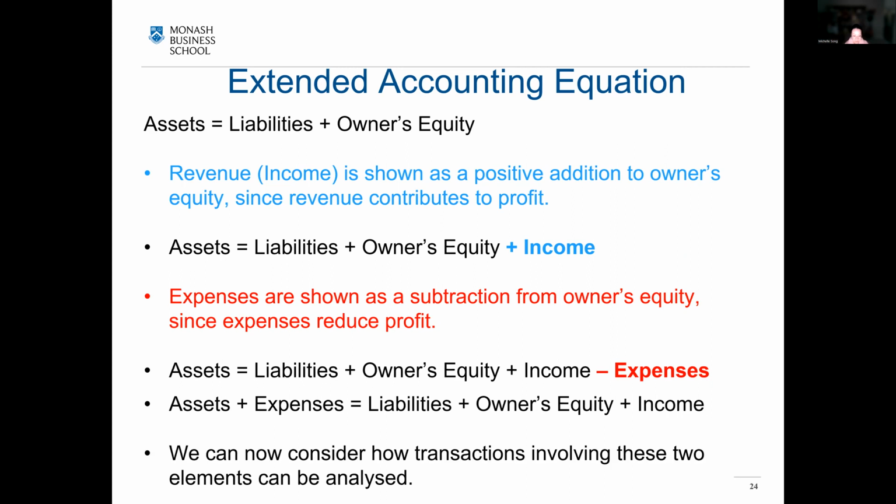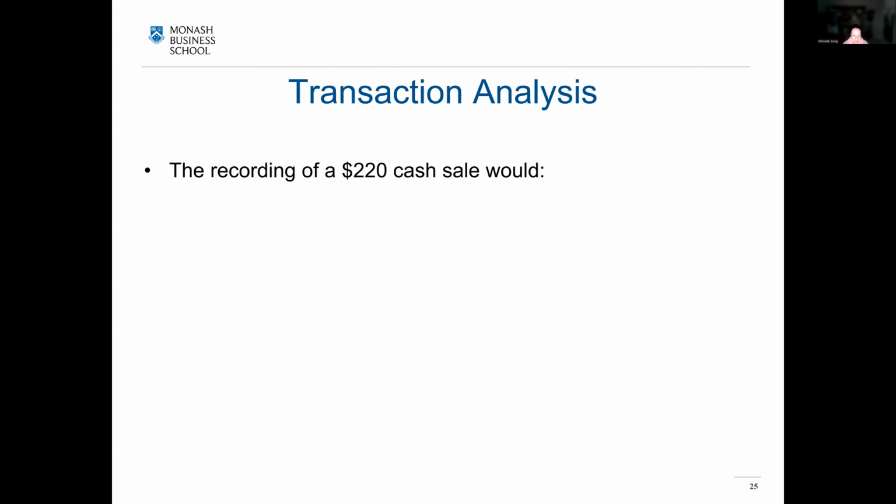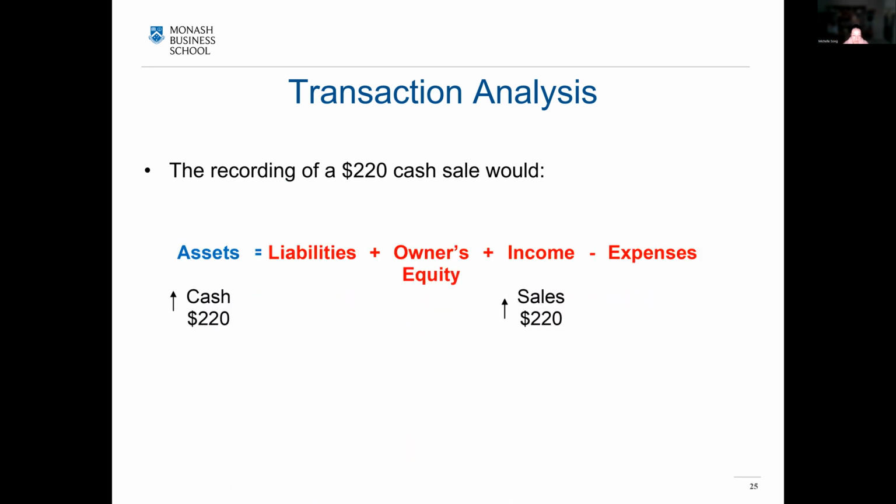All right, so let's apply this full, complete version of the accounting equation to some examples. The first example we have here is we make a $200 cash sales. Which accounts are affected? It will be cash and sales. So sales is an income account. You can also call it sales revenue. Sales and sales revenue, the revenue account is an income account.